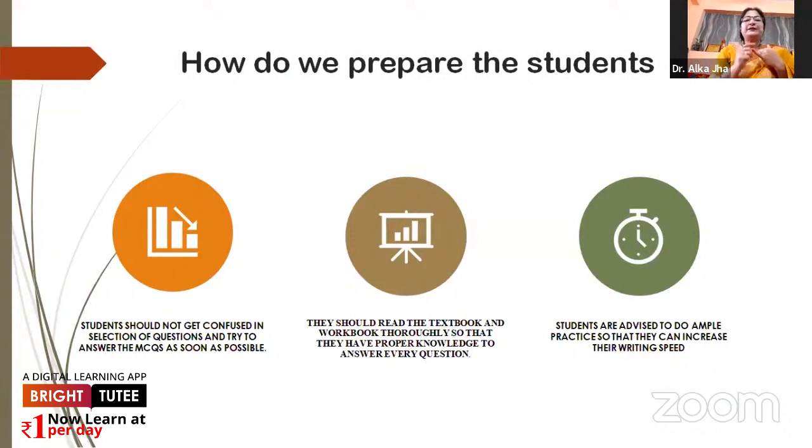They should read the text and workbook thoroughly. That's what I told you in the earlier part of my session, that thoroughly means thoroughly. Every word has to be dwelt upon. These MCQs can at times be very dicey also. So they should read the textbook and workbook thoroughly so that they have proper knowledge to answer any possible question, most importantly for the MCQs.